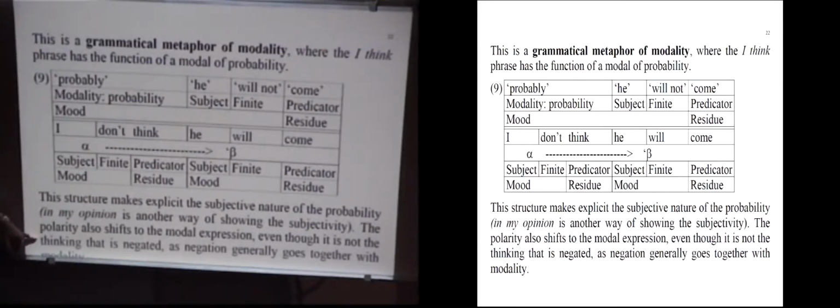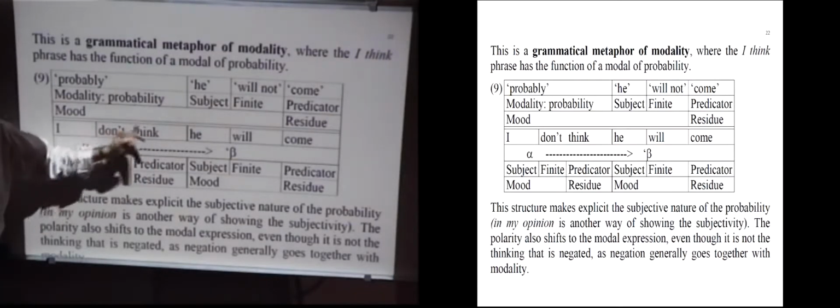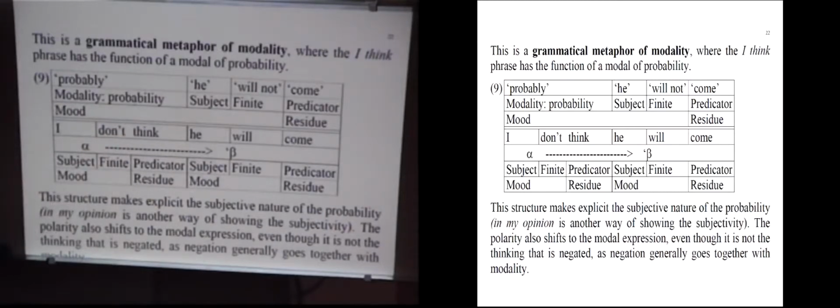But it's not the thinking that's negated. You know, it doesn't really mean I don't think, right? Like in Chinese, you wouldn't say that. 我不想他会来. It sounds very funny in Chinese to do that. You have to say 我想他不会来. I think he will not come. And that's the way it was in English before. But now, because this has become more modal, you can stick the negation in there because it's part of the finite and modal. Because the negation normally goes with the modality, this is the motivation for the negative moving like that.